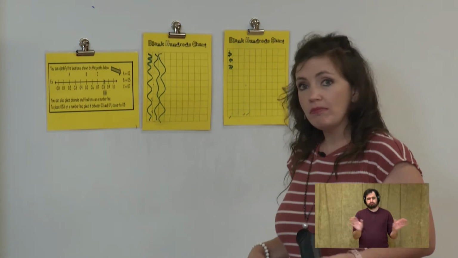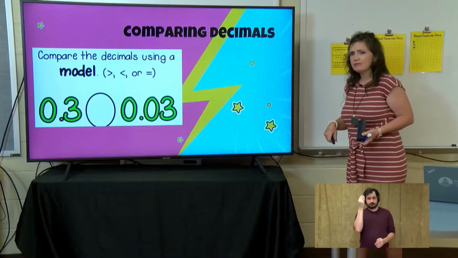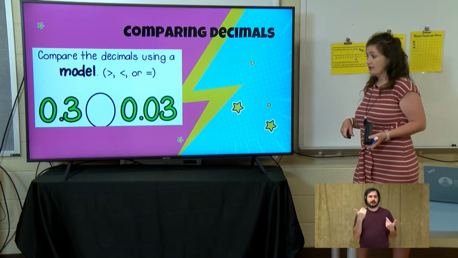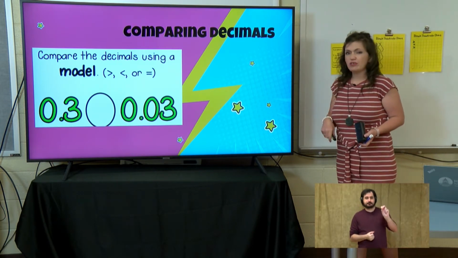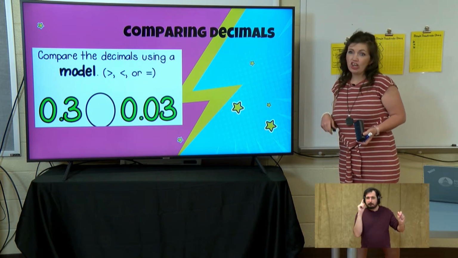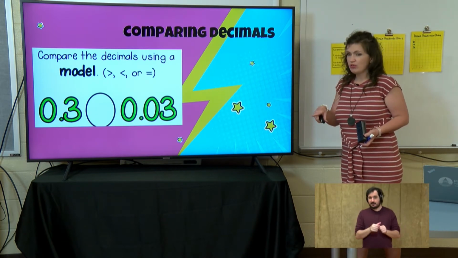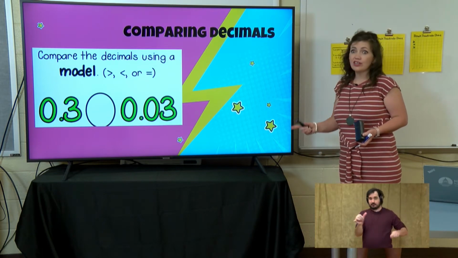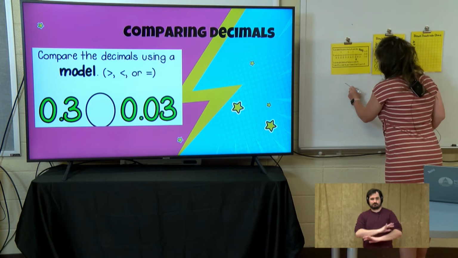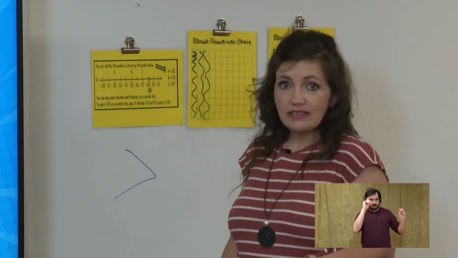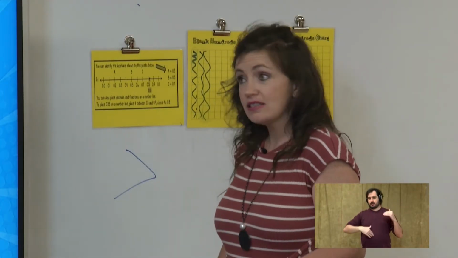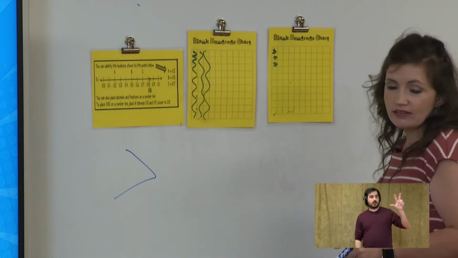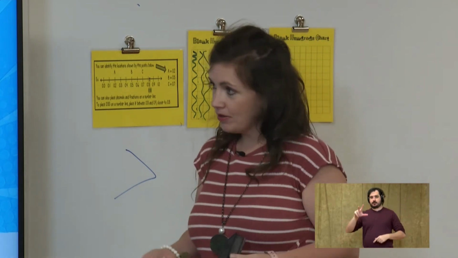Well, let's think about money. If you have 3 dimes, how much do you have? How many cents? 30 cents. All right, what if you have 3 pennies? Remember, our hundredths are like pennies. So are 3 dimes the same amount as 3 pennies? No, 30 cents is greater than 3 cents, or 3 tenths are greater than 3 hundredths. All right, let's keep going.